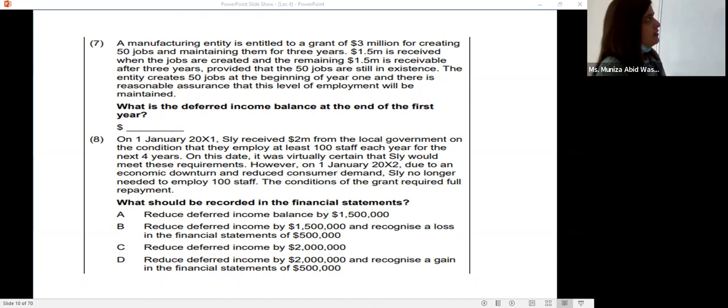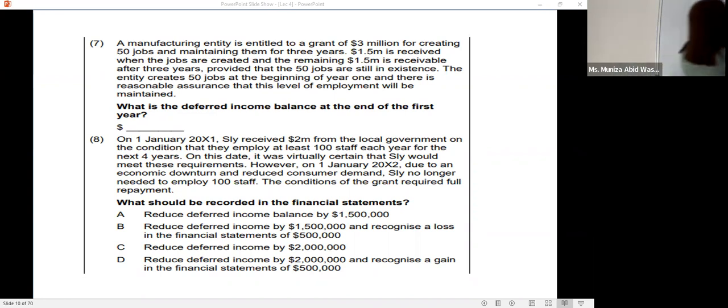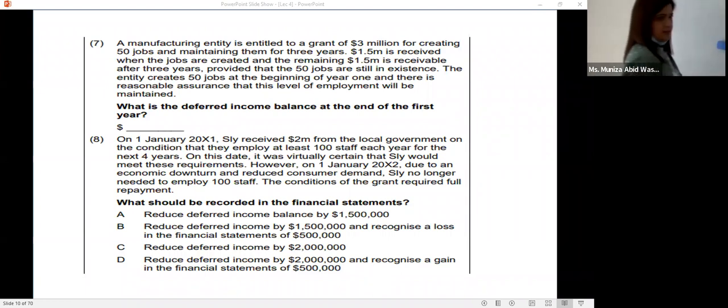$1.5 million is received when the job was created, and the remaining 1.5 million is receivable after 3 years. Now, students, the condition is that out of 3 million for 3 years, every year $1 million will be taken to the revenue. Is it? But they are telling that 1.5 million is received when the job was created, and the remaining 1.5 million is receivable after 3 years, provided that 50 jobs are still in existence. Now, 1 million is revenue. It means that 2 million is deferred income. Is it?